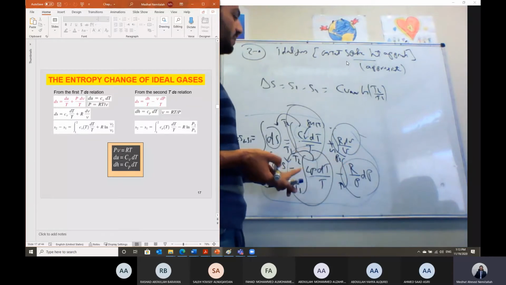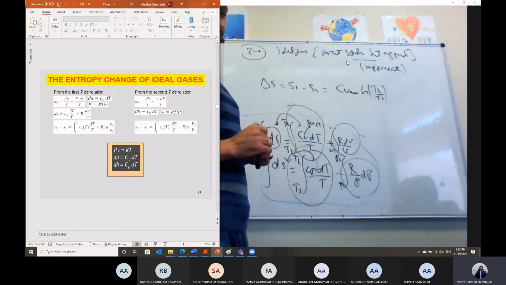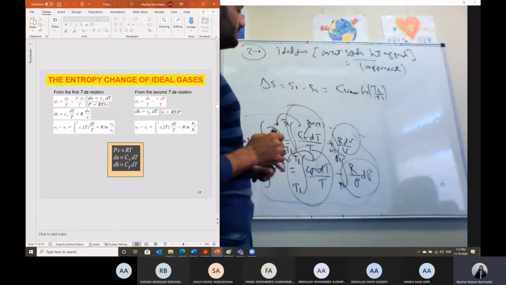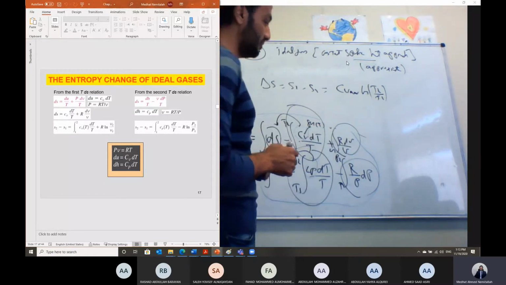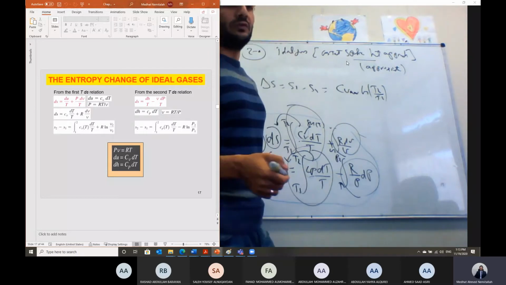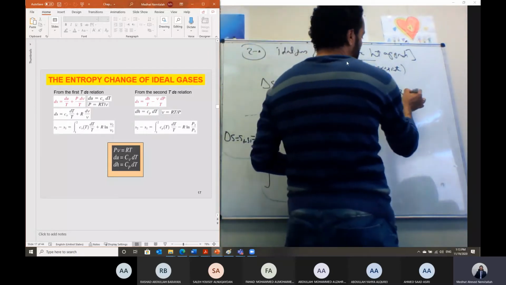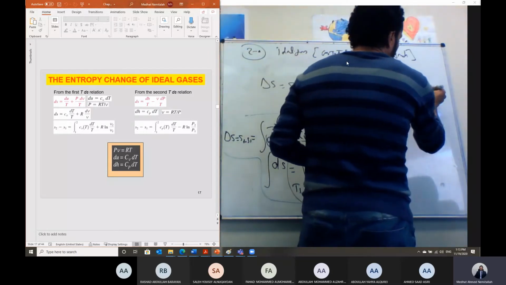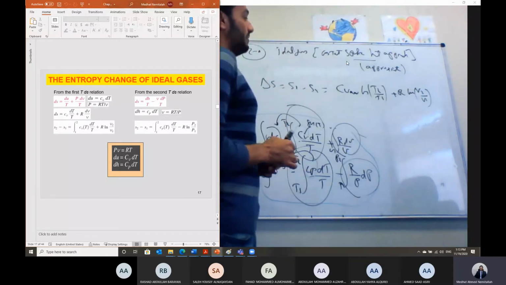Because in the second case we have enthalpy, and enthalpy is a direct function of pressure. So don't forget this term. So plus R dV over V. When we integrate, R is the gas constant. Integrate delta V over V, which is ln V. So plus R multiplied by ln V2 divided by V1.